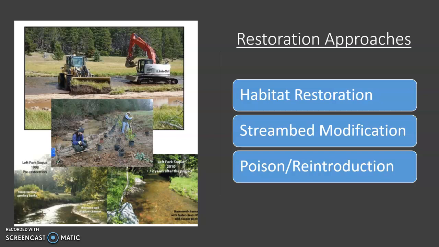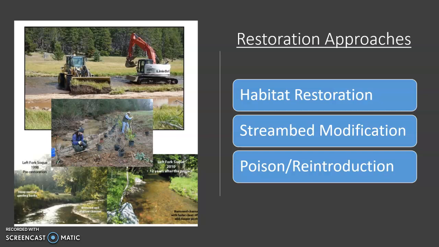Streambed modification, which involves a highly invasive reconstruction of stream pathways and rebuilding of riparian corridors. Many times heavy machinery is used and the entire ecosystem is modified. And finally, poison and reintroduction.